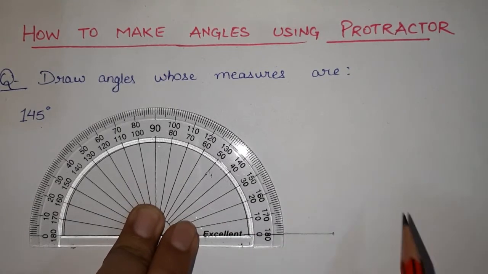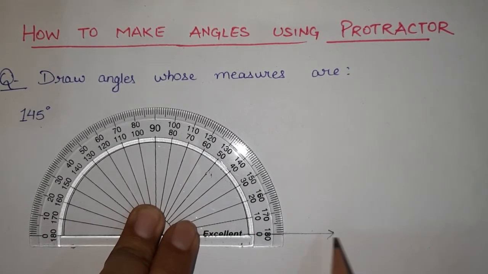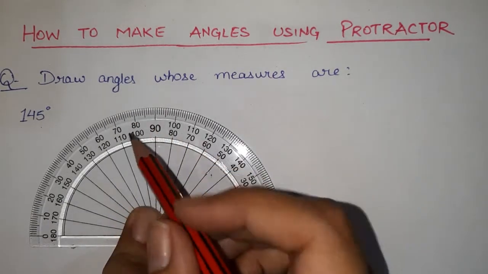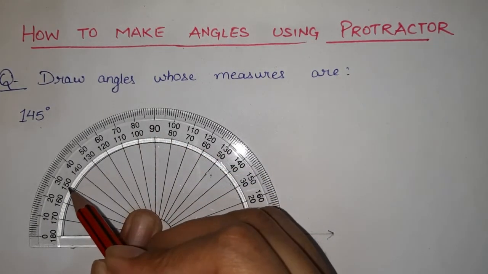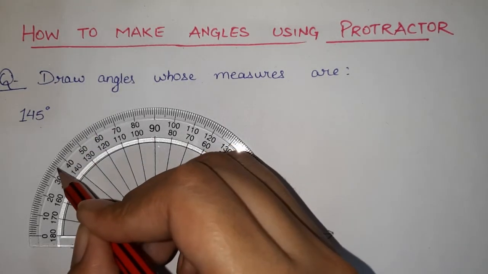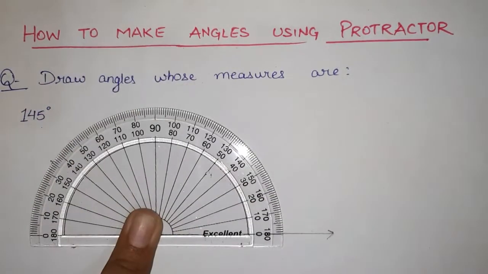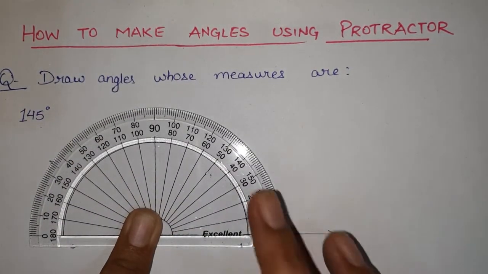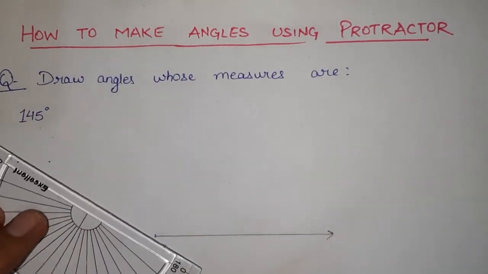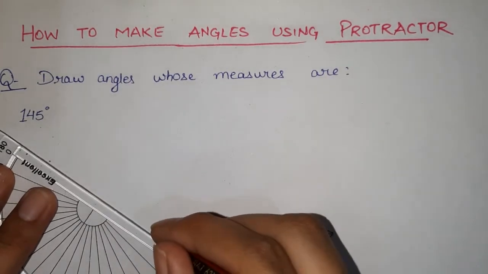Where is 145? If our line is on this side, so we will use this side 0. 140 and 5 more, so this big mark is 145. We will put a dot and then we will connect both the dots.